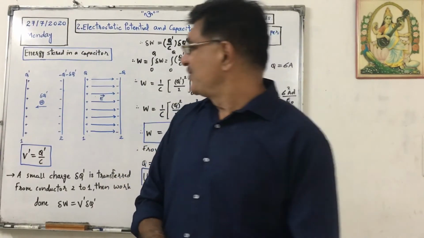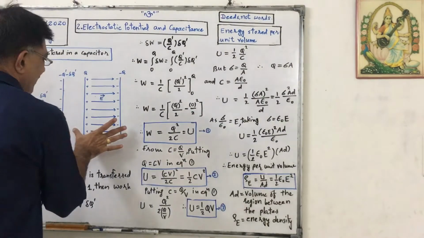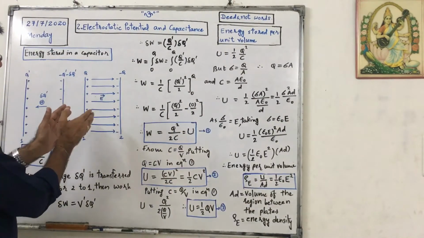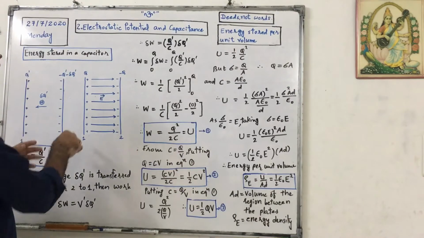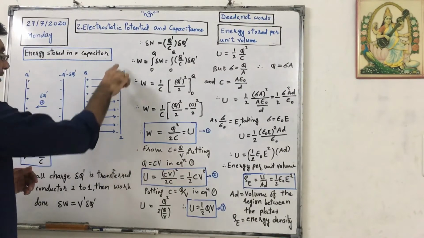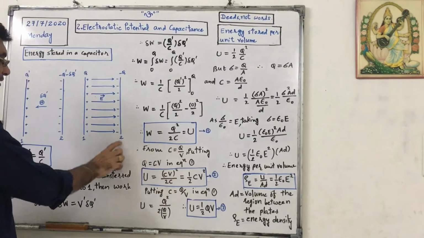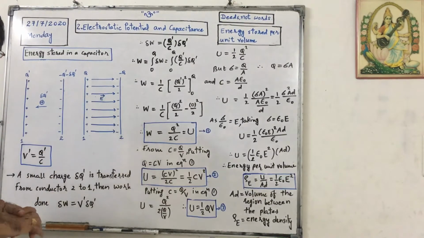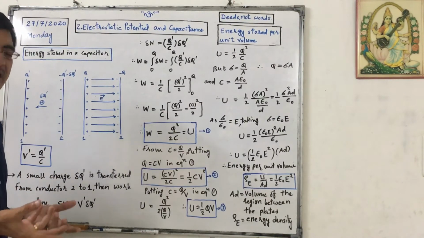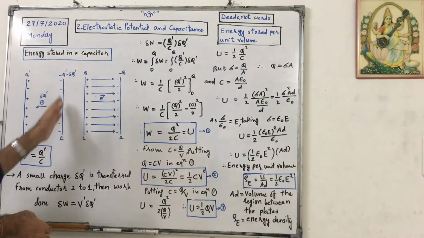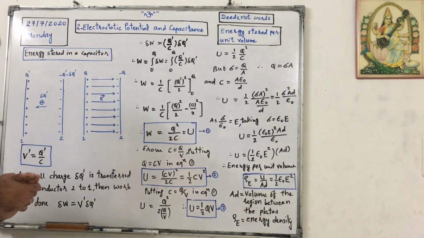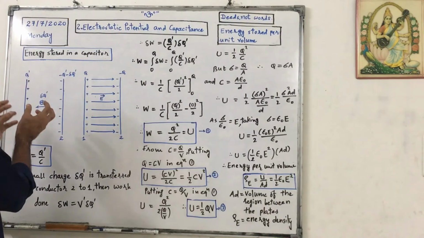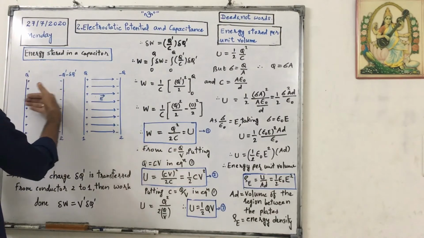So this is the final figure. We want to achieve this: positive Q charge here, negative Q charge here. This is plate 1, this is plate 2. Here is the process. In between, at some point of time, suppose this has minus Q dash charge and this has plus Q dash charge, and I want to send delta Q dash charge in this direction.